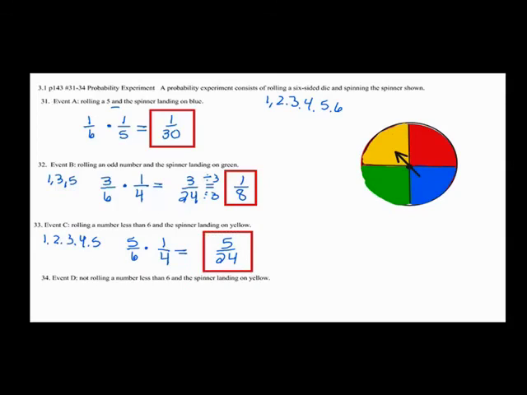Well, let's take a look at the last one here. Event D is not rolling a number less than 6. Not rolling a number less than 6 means that it's got to be greater than or equal to 6. There's only one of those, so it's 1/6. And then the spinner landing on yellow is 1 out of 4. So that's going to give us 1 out of 24. You can use the tree diagram like I asked you to do in the textbook, but really you're just doing the and, so you can multiply. These are independent, so you can just multiply them together.